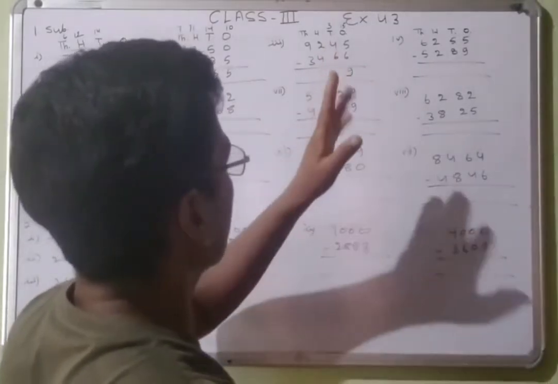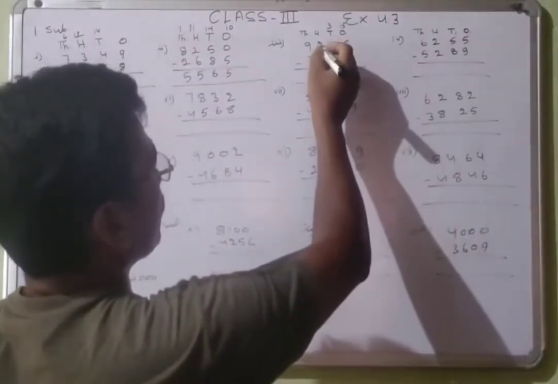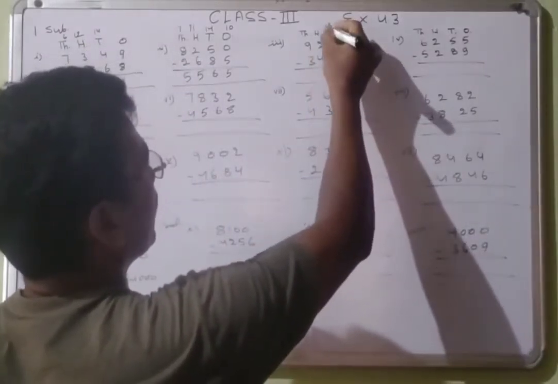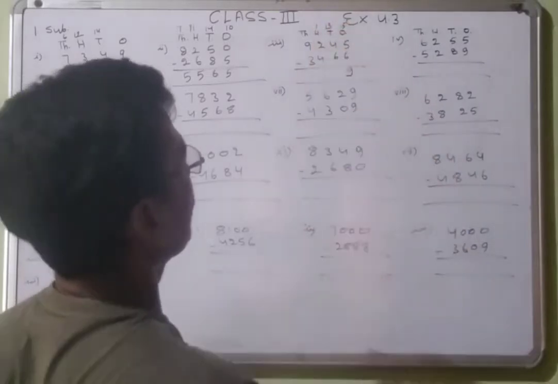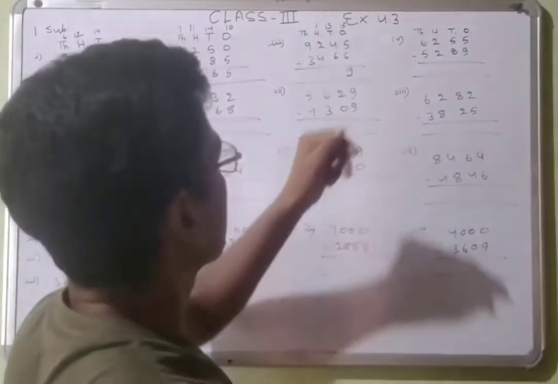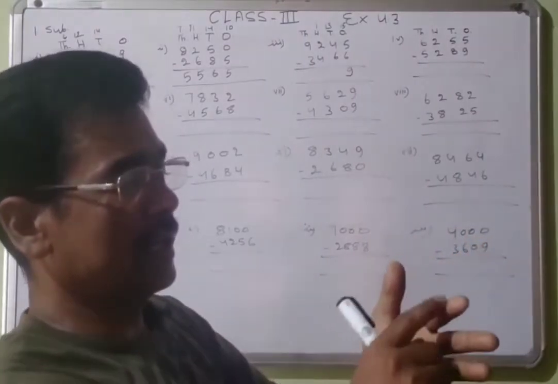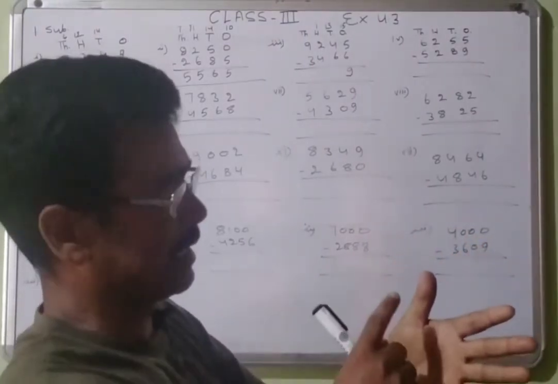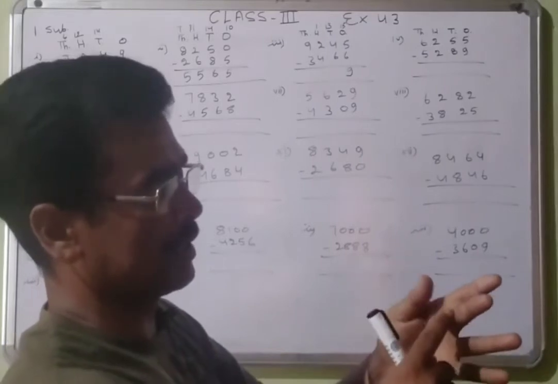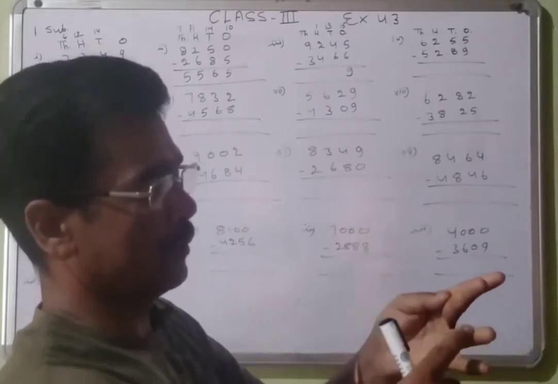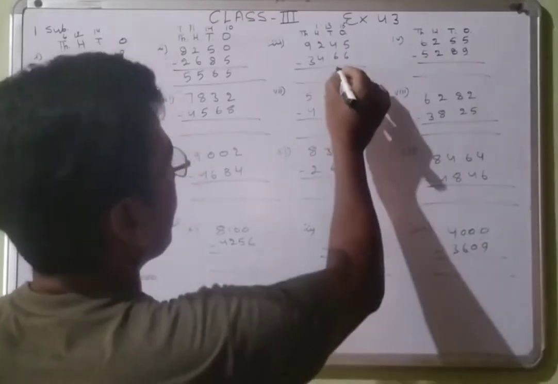Now 3 less 6 is not possible. So 2 will give the carry of this one, and now left is 1. 13 less 6. 1, 2, 3, 4, 5, 6, 7, 8, 9, 10, 11, 12, 13. Less 6. 1, 2, 3, 4, 5, 6. Left 7.